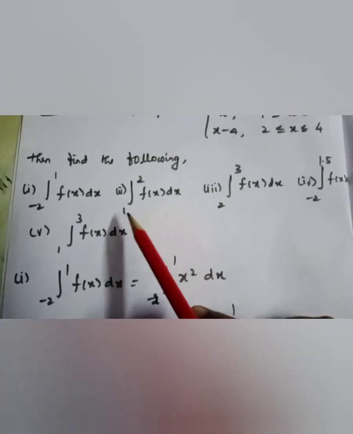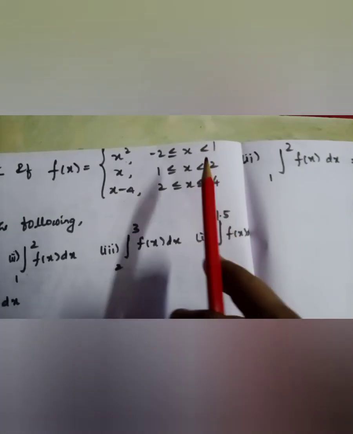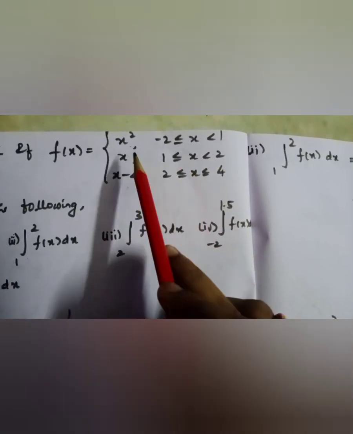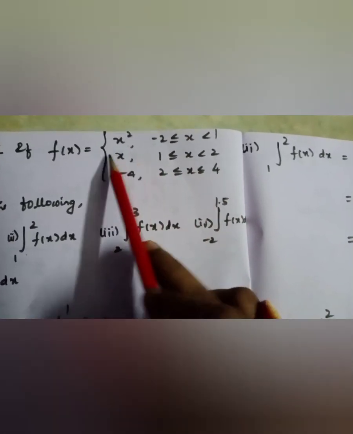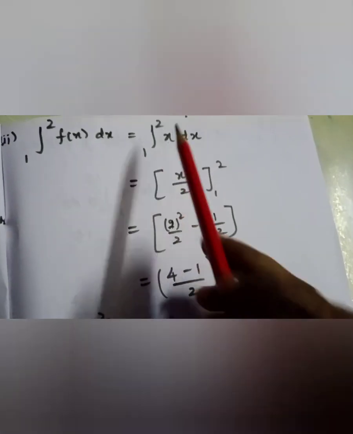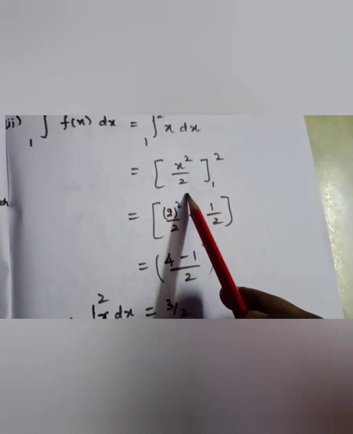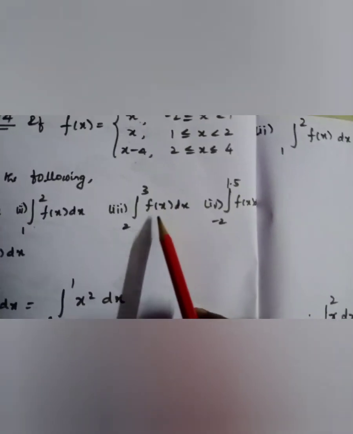Now go for the second subdivision. 1 to 2 f of x dx. 1 to 2 means these two limits. So the function is x. So I will substitute as x. So when I integrate x, it is x square by 2 and I am getting the answer to be 3 by 2. Now I will go for the third subdivision.